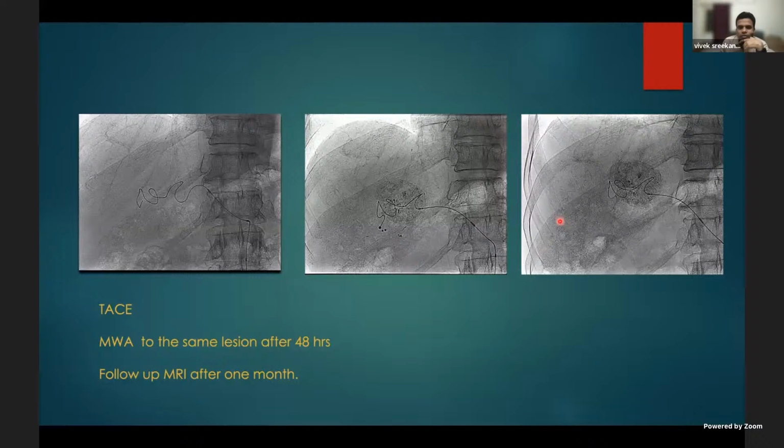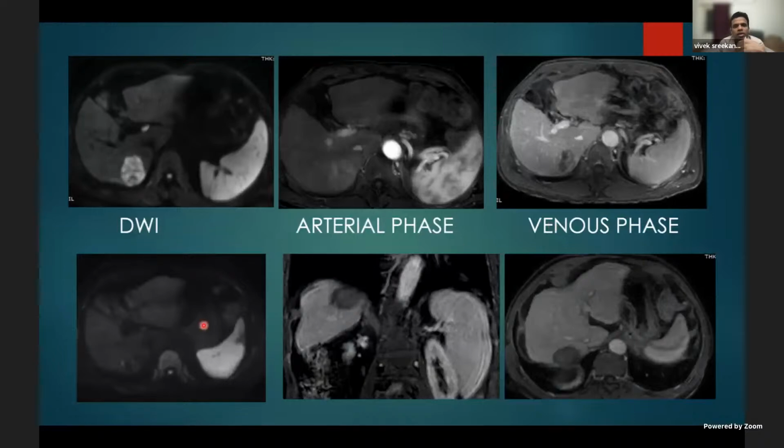And then after that, we did a microwave ablation after 48 hours and then called the patient back after 1 month. And this is the MRI after 1 month. We can see there is a complete response. There is no diffusion restriction and no arterial enhancement. And in the venous phase also, we can see complete necrosis of the tumor. And the AFP has reduced from 1,600 to 5.5. So this is at 1 month.